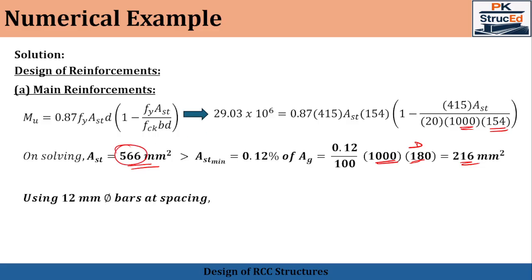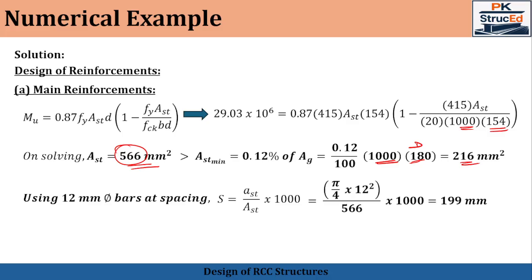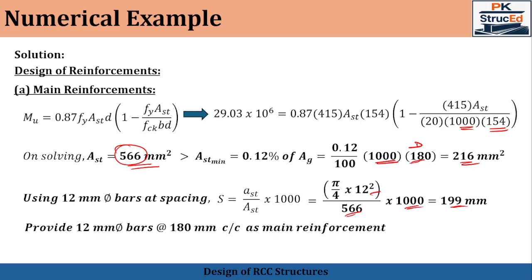Since already the diameter of the bar has been assumed as 12 mm, the spacing of the bar will be calculated as 199 mm. That is, area of one bar divided by area of the steel required, into 1 meter. So I will be getting the spacing as 199. Now we are providing 12 mm dia bars at 180 mm centers as main reinforcement.